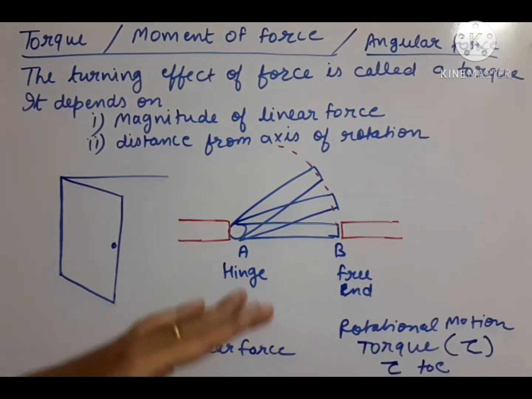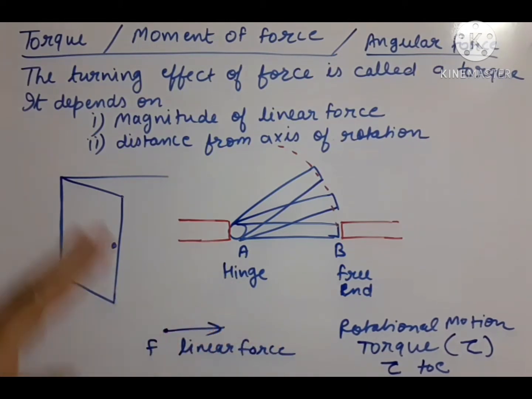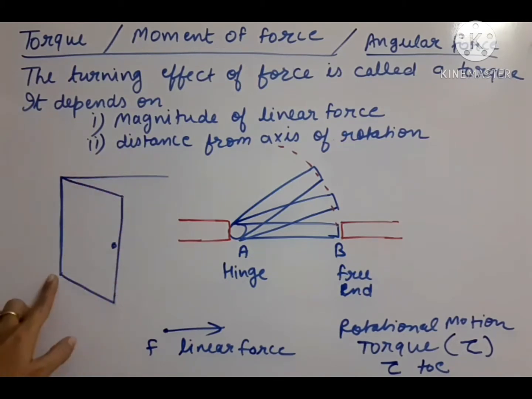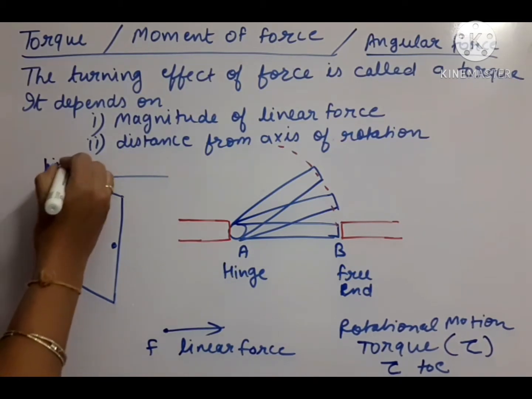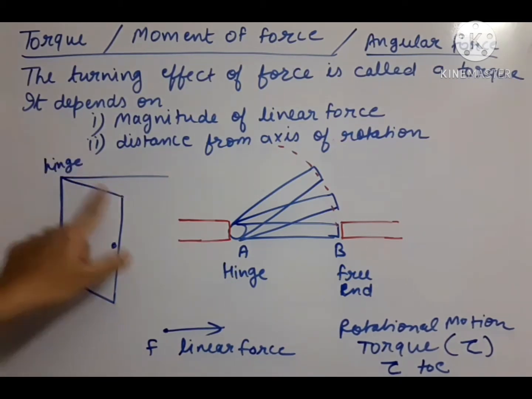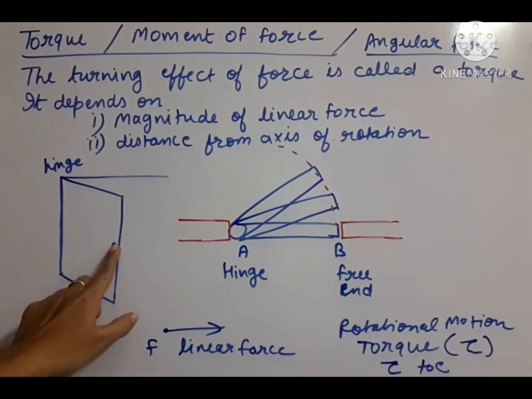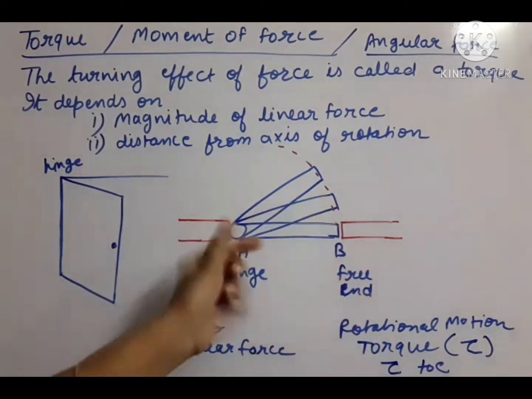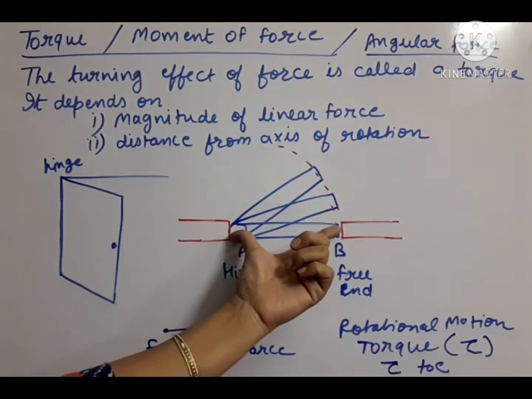Now let us understand what is the meaning of this torque. As you can see here, one diagram is drawn. It is a door. Now you know already that one side of the door is fixed, we can call it a hinge, and one end of the door is free to move. So what happens when we have to open the door? You can see this diagram also. Suppose in a room, one door is fixed between these 2 points.